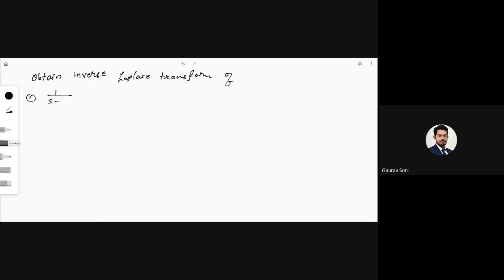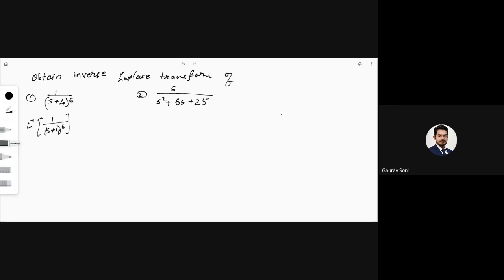Example. Obtain the inverse Laplace transform of one upon s plus 4 raised to 6. Second, s upon s square plus 6s plus 25. So Laplace inverse of 1 upon s plus 4 raised to 6.